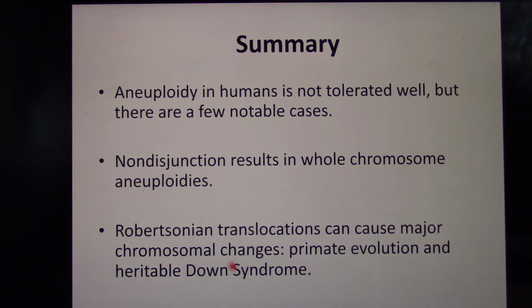In summary, aneuploidy in humans is not tolerated well, but there are a few notable cases. Non-disjunction results in whole chromosome aneuploidies, and Robertsonian translocations can cause major chromosomal changes. Primate evolution and heritable Down syndrome are examples.